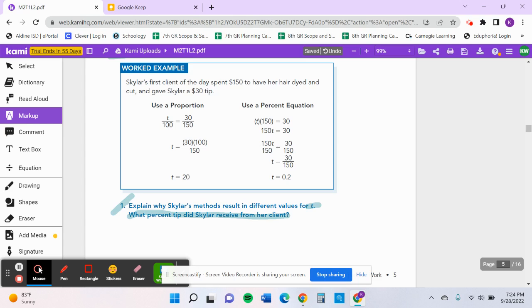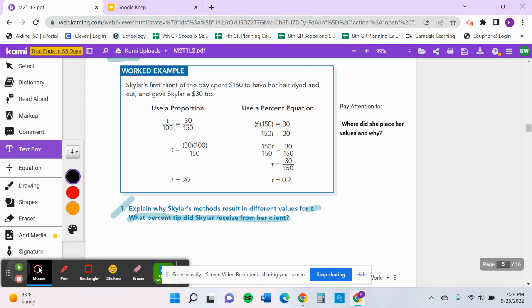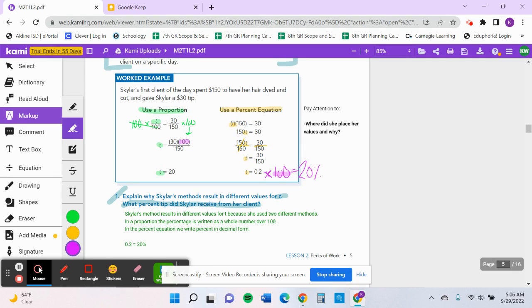And while you're answering and analyzing Skylar's work, I want you to think about a few questions. Not a question, but pay attention to where did she place her values and why? Go ahead and pause here and answer question number 1. Now take a look at my annotations and see if they compare to yours.